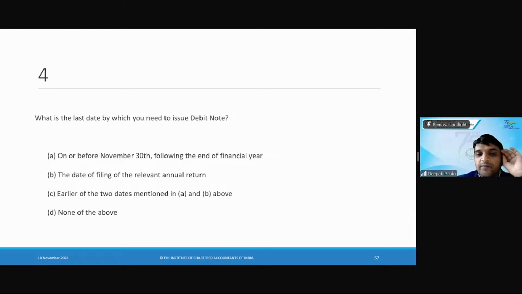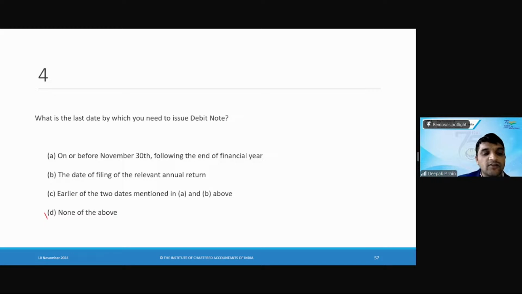So credit note and debit note, everybody is giving the same answer. Few people are giving the same answer that yes, it is C for this also. Earlier of the due dates. Yes, but others have given the smart answer. Arjun, Abhishek, Bhumika, Khushi, yeah, Arin. A lot of people have given the correct answer that it is D, none of the above.